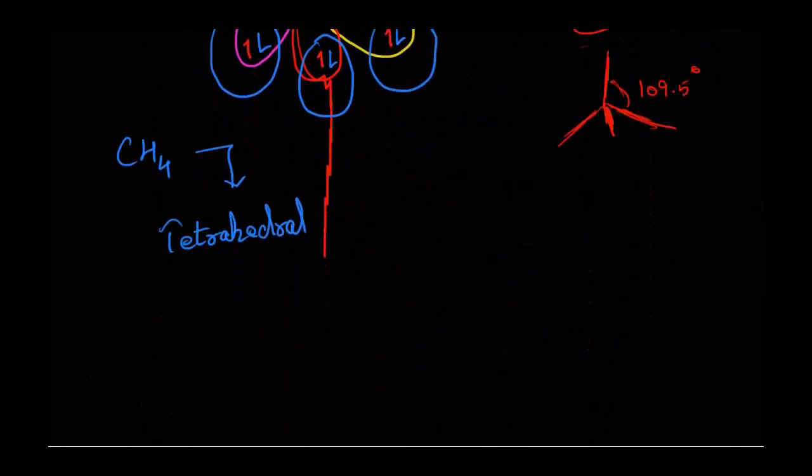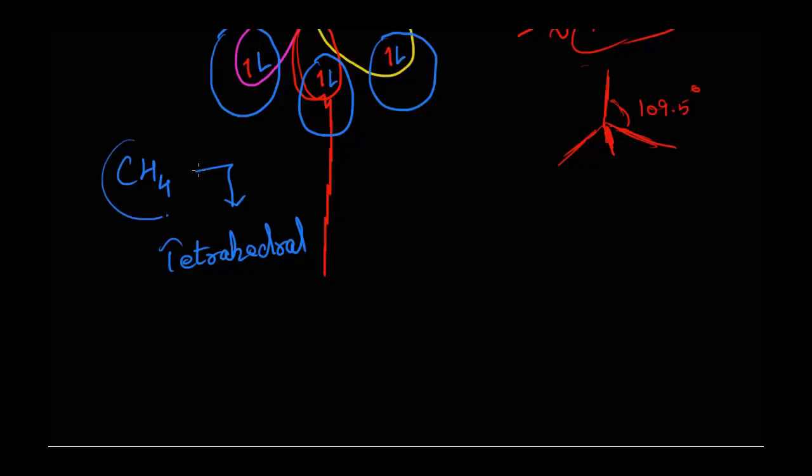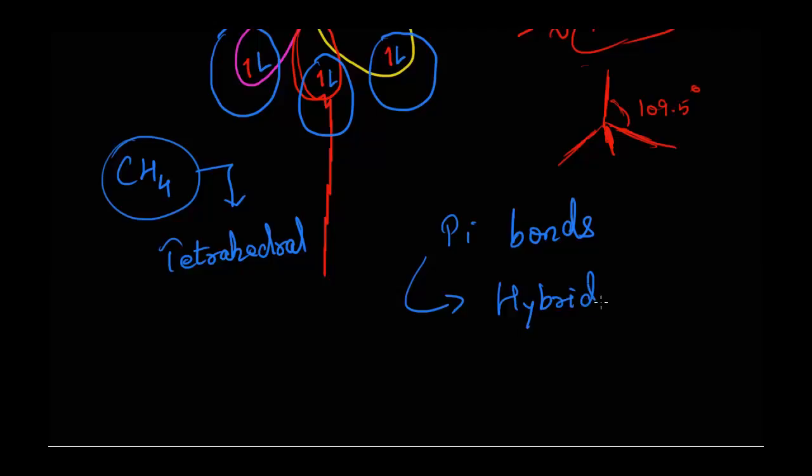So now we have looked at CH4. In the next video, we'll look at the formation of pi bonds also using hybridization. There are different types of hybridization, and this was just one type: sp3 hybridization. We'll look at the other types, like sp and sp2 hybridization, in the next video.